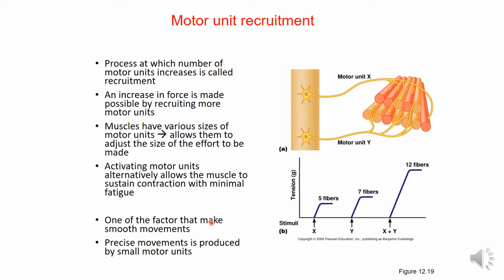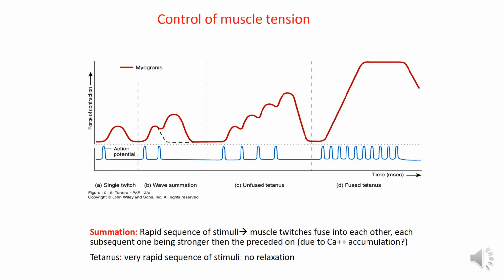One of the factors that make smooth and precise movements is small motor units. Precise movement or skilled movement is produced by small motor units.